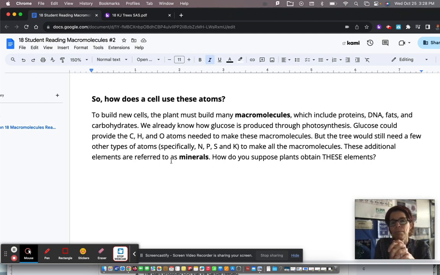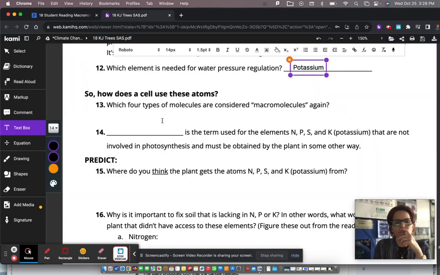To build new cells, the plant must build many macromolecules. The prefix macro means big, and then molecule is all the atoms put together. The macromolecules include, we learned about all of them, proteins, remember the amino acids together, DNA stored in your nucleus, fats like the lipids, do you remember the saturated and unsaturated fats? And carbohydrates, that's like the sugars and starch and cellulose. So let's write those down because that's one of our questions.